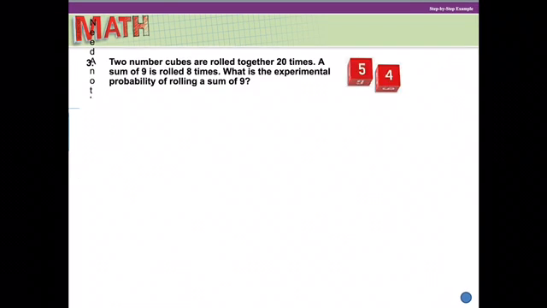So now number 3. 2 number cubes are rolled together 20 times. A sum of 9 is rolled 8 times. What is the experimental probability of rolling a sum of 9? I would like you to pause the podcast and try this one on your own.